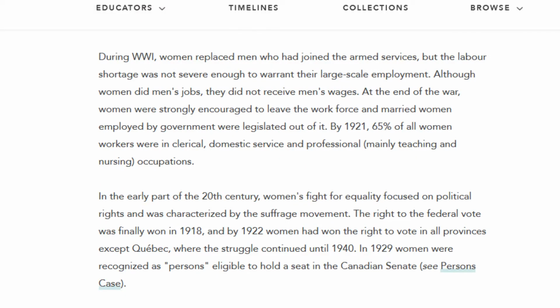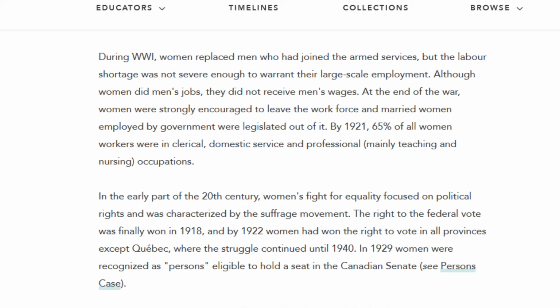It says, quote, "During World War I, women replaced men who had joined the army services, but the labor shortage was not severe enough to warrant their large-scale employment. Although women did men's jobs, they did not receive men's wages. At the end of the war, married women employed by the government were legislated out of it. So by 1921, 65% of all women workers were in clerical, domestic service, and professional, mainly teaching and nursing, occupations.